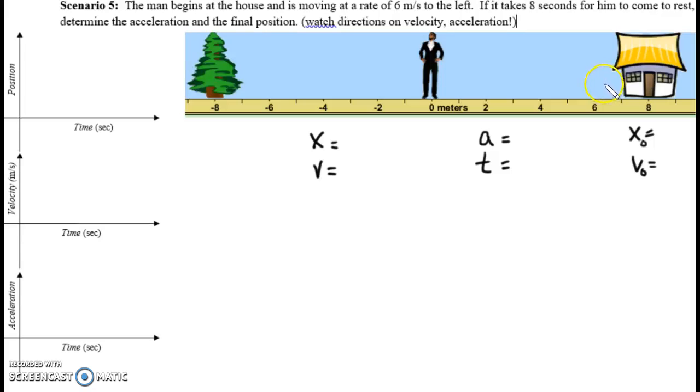Okay, well, here we have the man begins at the house and is moving at a rate of 6 meters per second to the left. It takes him 8 seconds for him to come to rest, which means he's going to be slowing down. Determine the acceleration in the final position.